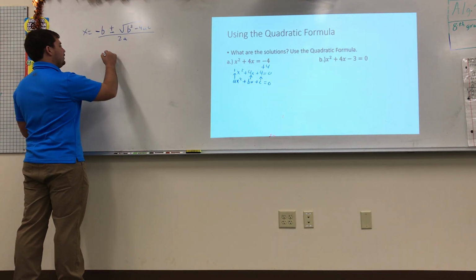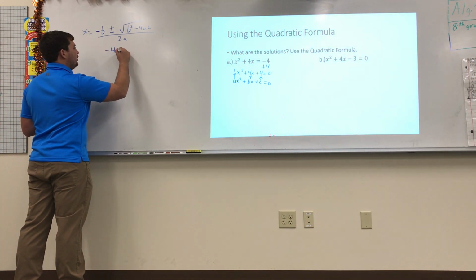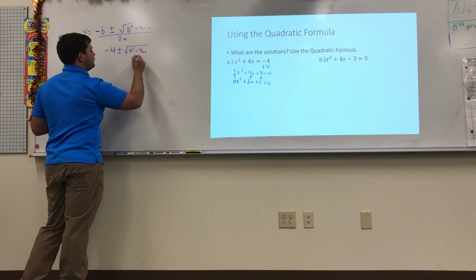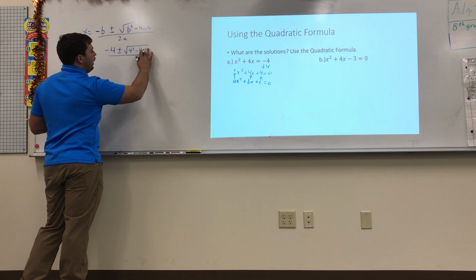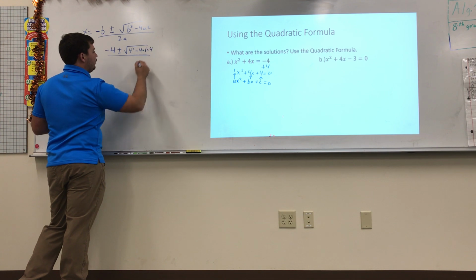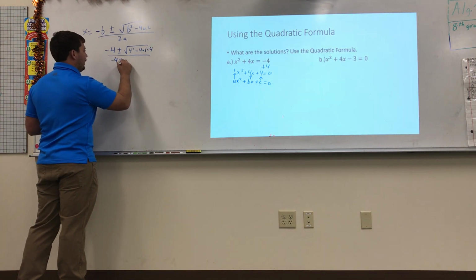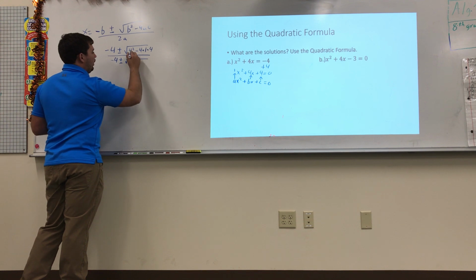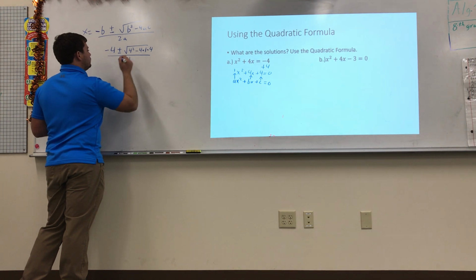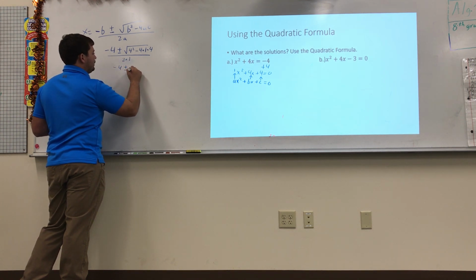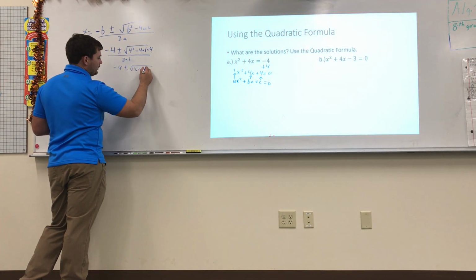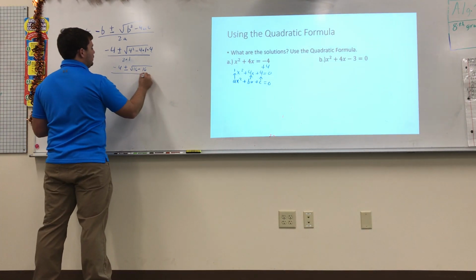b was 4. So I have negative 4 plus or minus the square root of 4 squared minus 4ac, all over, okay? a and c. a was 1, so times 1. c was 4, times 4. Oh, I forgot to put this over 2a, which is 2 times 1. All right, so you get negative 4 plus or minus the square root of 16 minus 4 times 4, which is 16 times 1, over 2.